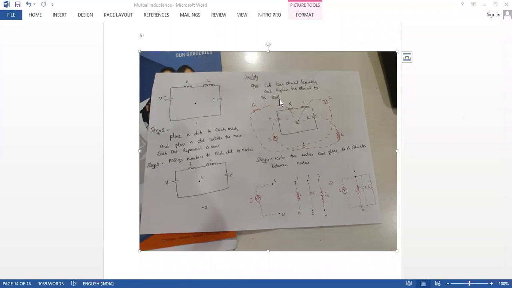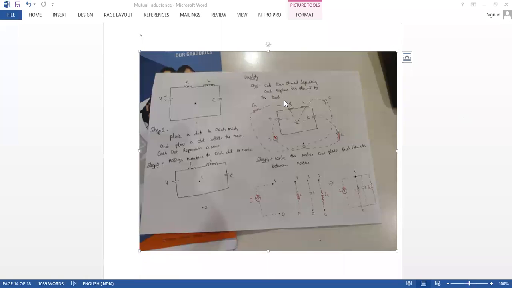Step 3, write all of you. Cut, C-U-T, cut each element separately and replace the element by its dual, D-U-A-L. Dual means what?